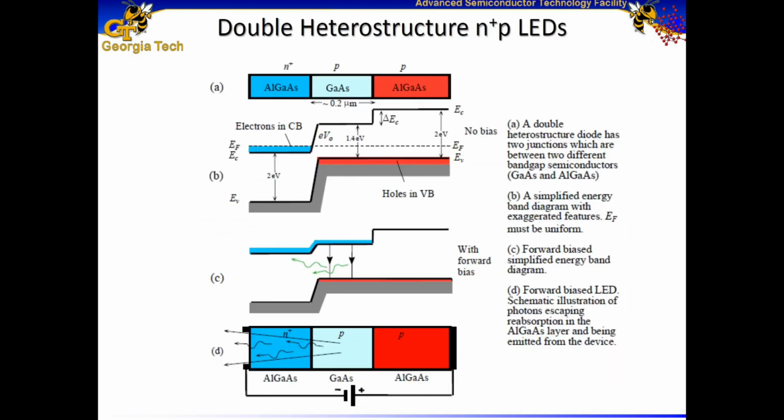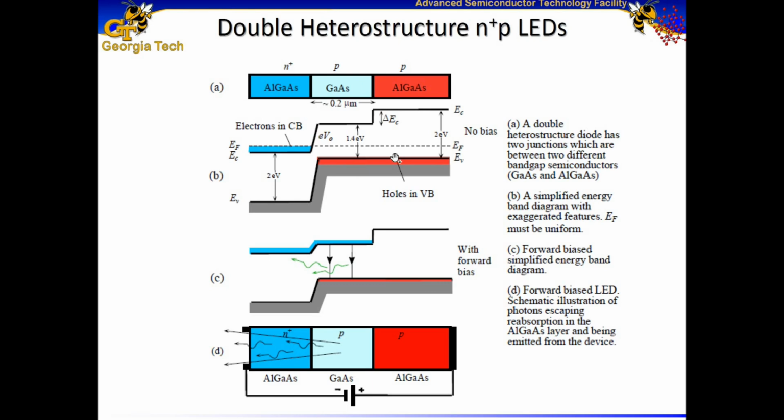For that purpose, one structure that can be used is double heterostructure N plus P LEDs. In this structure, we have a narrow bandgap material, for example, gallium arsenide, which has a bandgap of 1.4 electron volts. And this narrow bandgap material is sandwiched by two wide bandgap materials on either side. For example, aluminum gallium arsenide on the right side and aluminum gallium arsenide on the left side, and these two materials have a band gap of 2 electron volts.